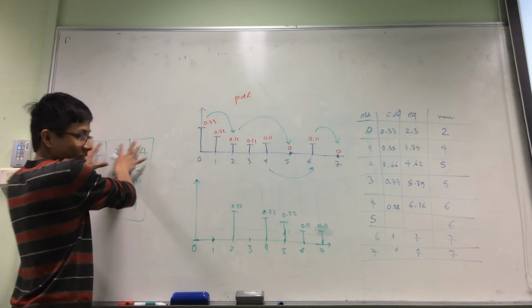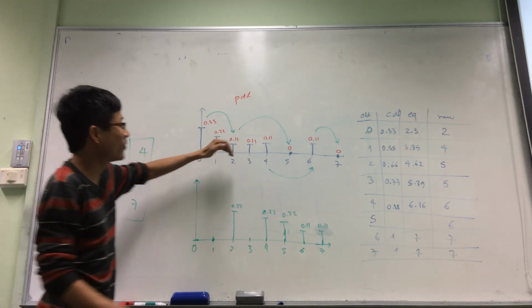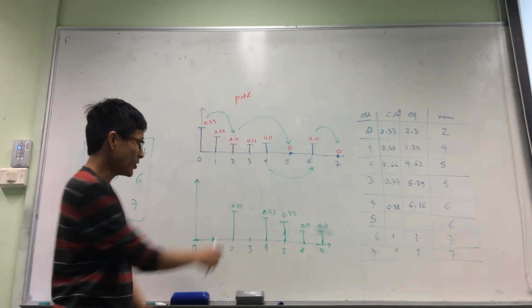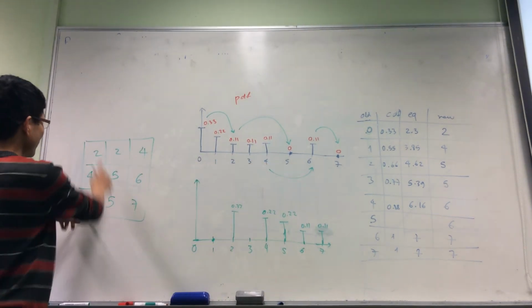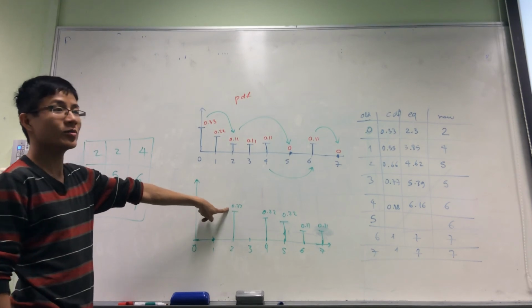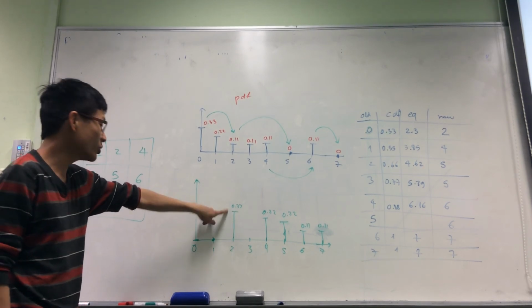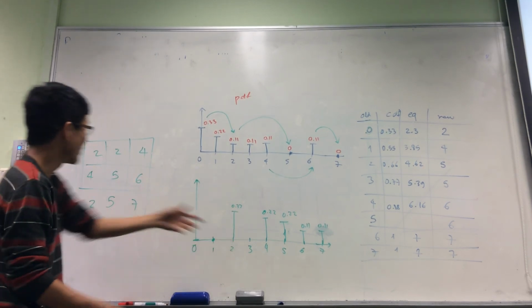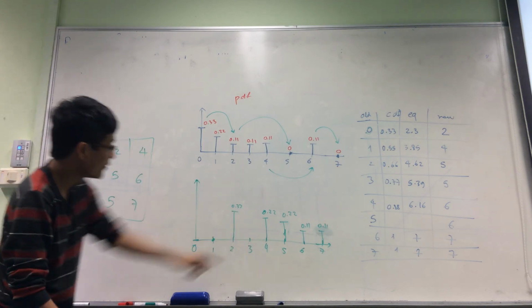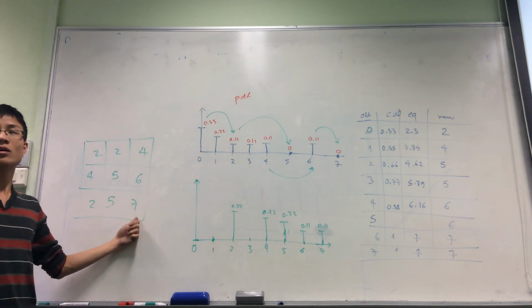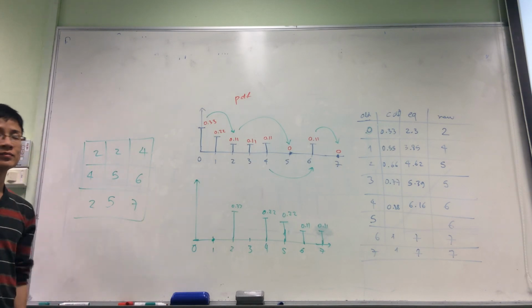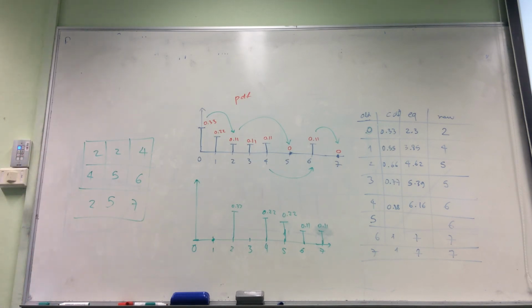We don't need to know this, but from this and this you can draw this. If you add everything together, you got 1, 2, 3, 2. So 0.33 at 2. No 3. 4 is 1, 2. 5 is 1, 2. 6 is 1. 7 is 1. This is called the PDF, and this is the CDF. This one is after equalization.